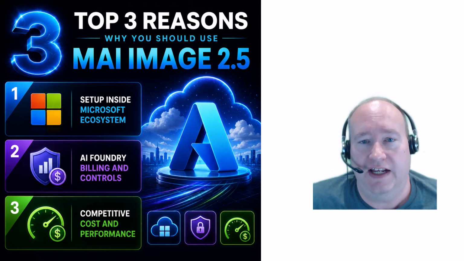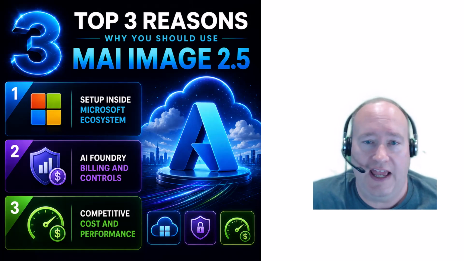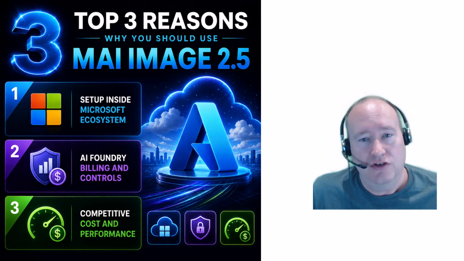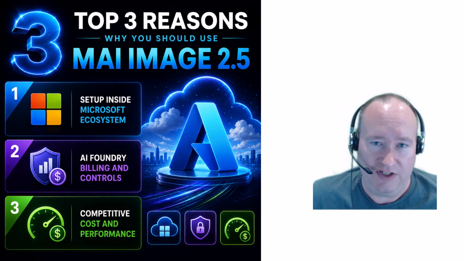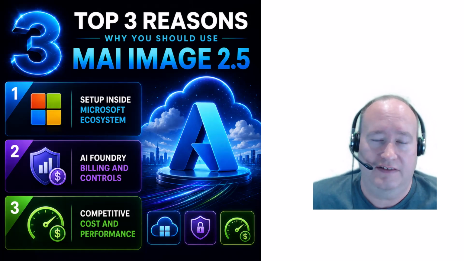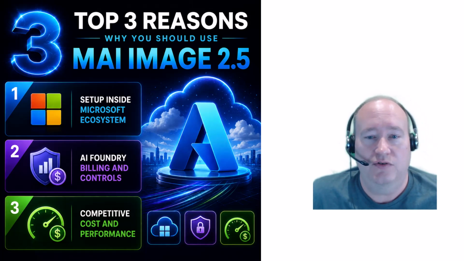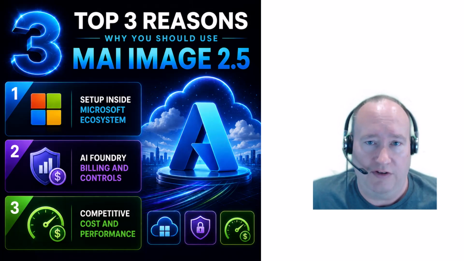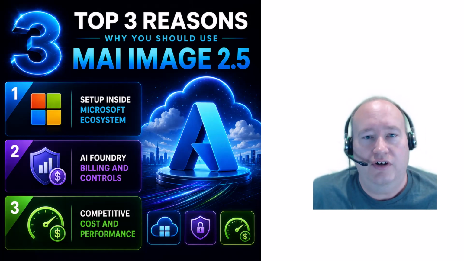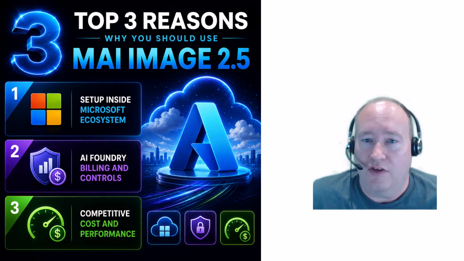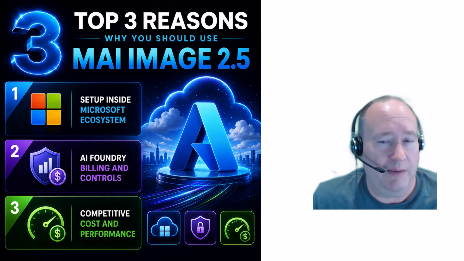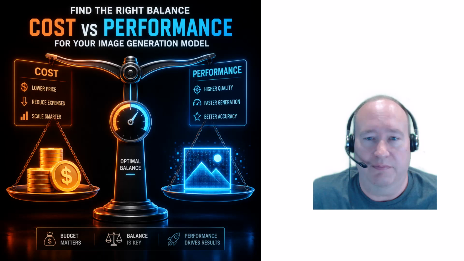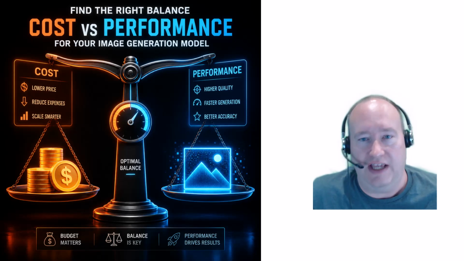The second point is that it can be set up and hosted directly in AI Foundry. So if you're leveraging other components of AI Foundry today, you can leverage this image generation feature via the API directly inside of AI Foundry. With this, you get controls and guardrails, so you can add additional controls around your image generation. And third is cost and performance. While other models might be cheaper, and some other models might produce better output, this model from Microsoft is really a great blend between the two, between cost and performance.